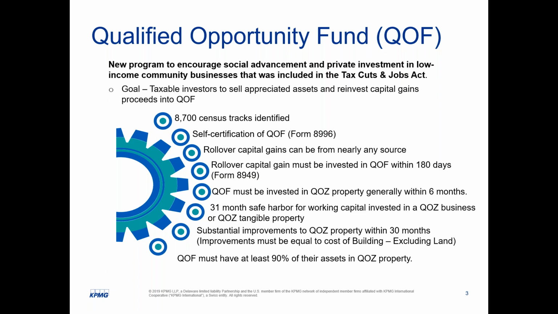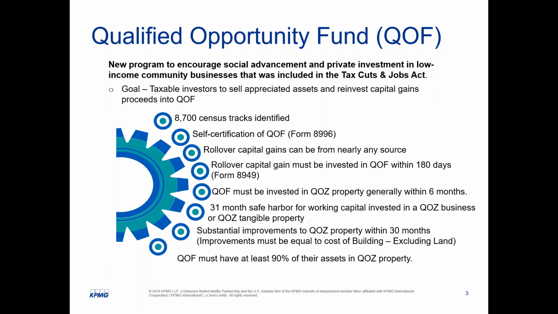And I think one of the things that came out in the second set of regulations that helps the real estate business, they created an additional safe harbor where if you take that cash and invest it in a business and you have a plan to develop a property, but it's going to take you some time to do that, like getting zoning, like getting the construction contract in place, they're going to give you 31 months to invest that working capital into a business.